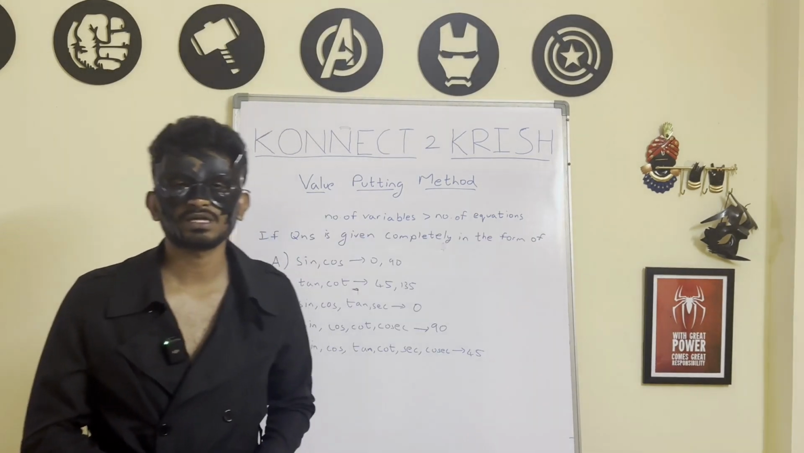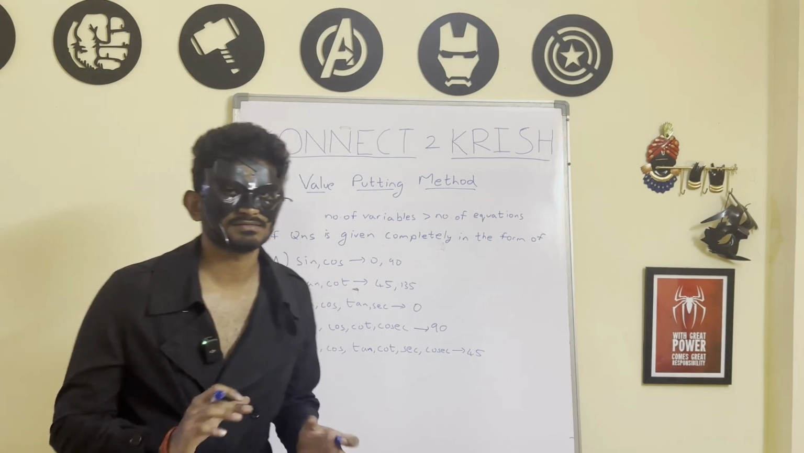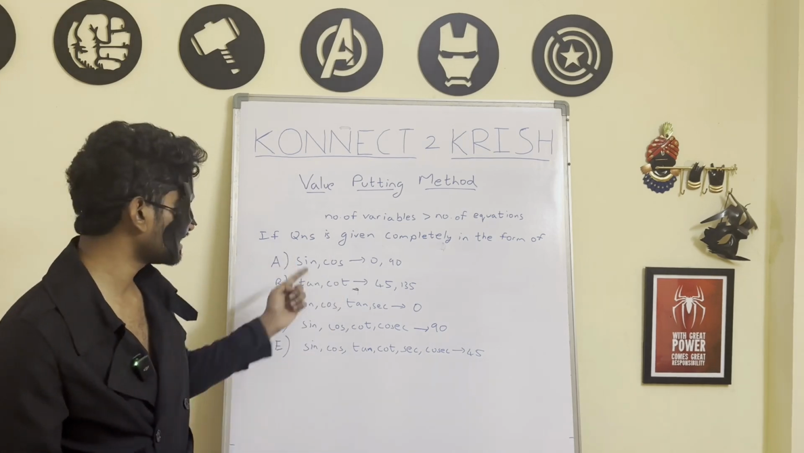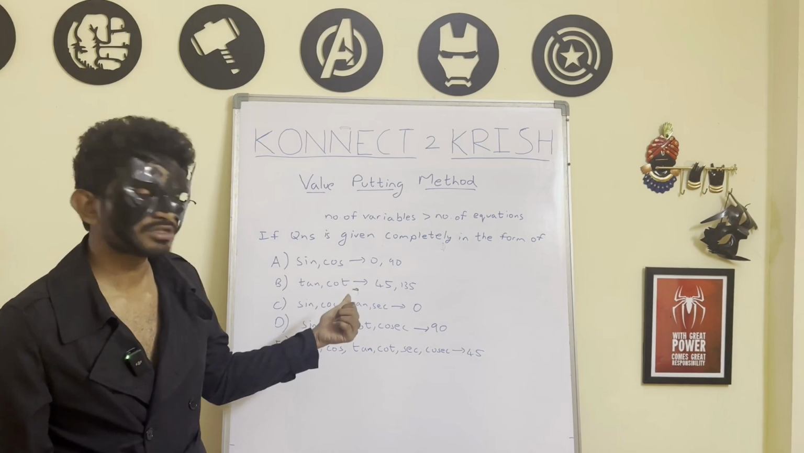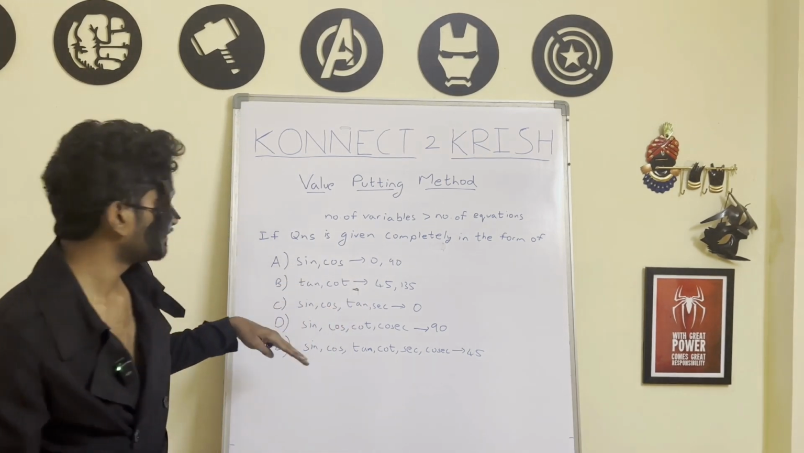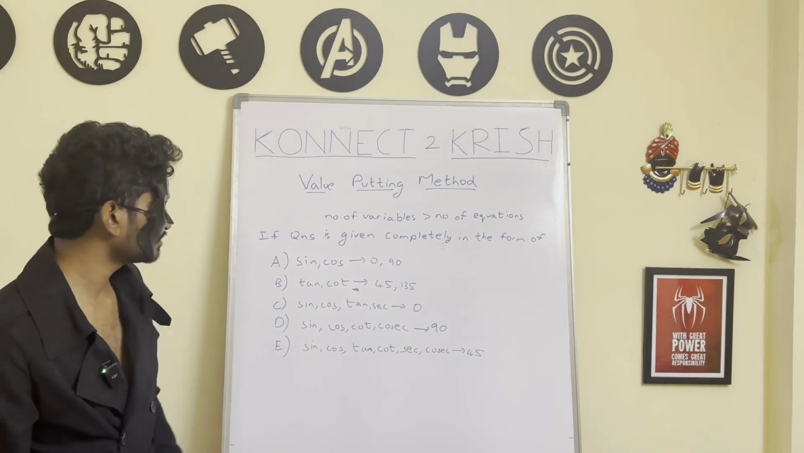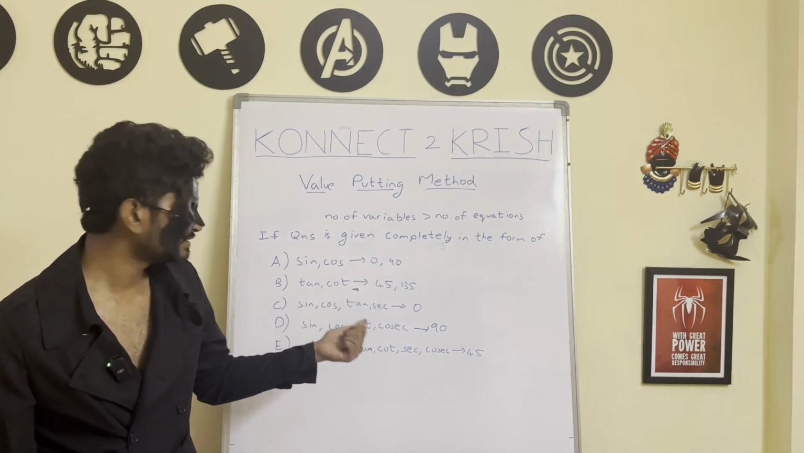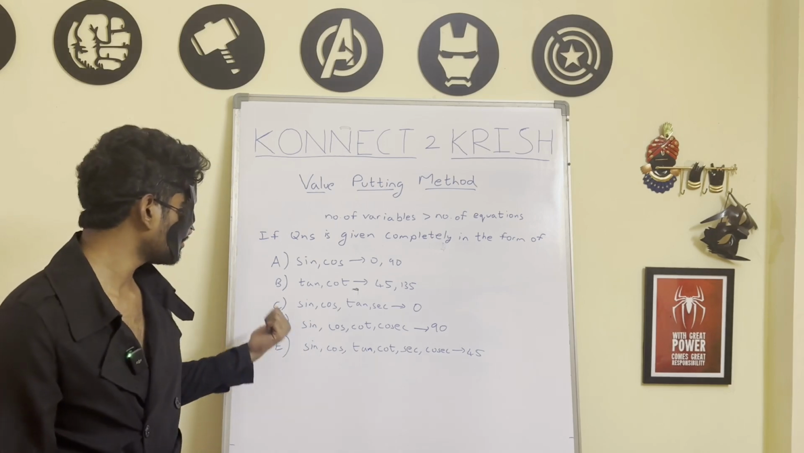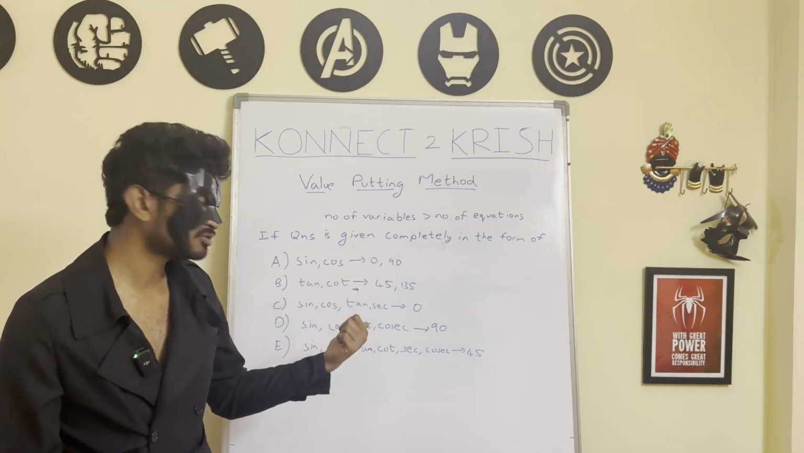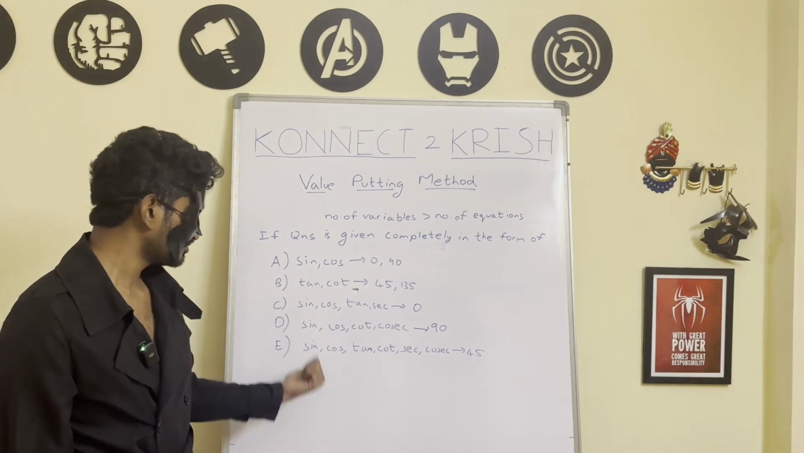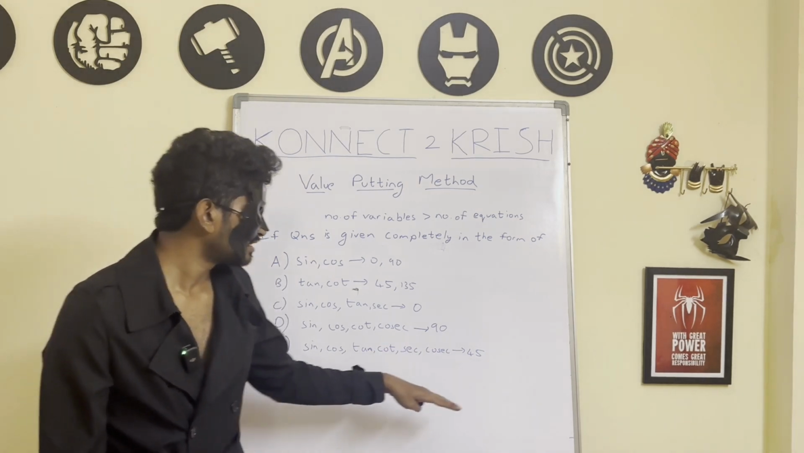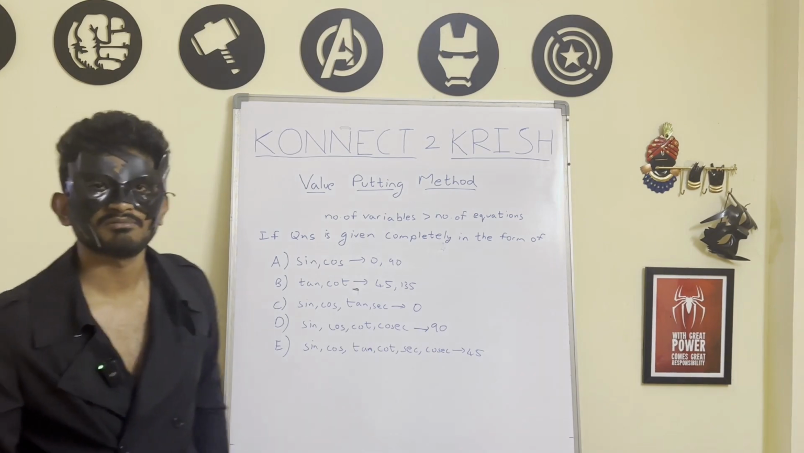Another generalized rule, which we need not completely follow, is that if the question is given completely in the form of sin and cos, then we will generally substitute 0 or 90 degrees, and if it is given in tan and cot, we will substitute 45 degrees or 135 degrees. If it is given in the form of sin, cos, tan and secant, then we will generally substitute 0 degrees. If it is given in the form of sin, cos, cot, cosecant, then we will substitute 90 degrees. If it is given in the form of sin, cos, tan, cot, secant, cosecant, then we will generally substitute 45 degrees. It is not a hard and fast rule, but you can apply this in maximum cases.